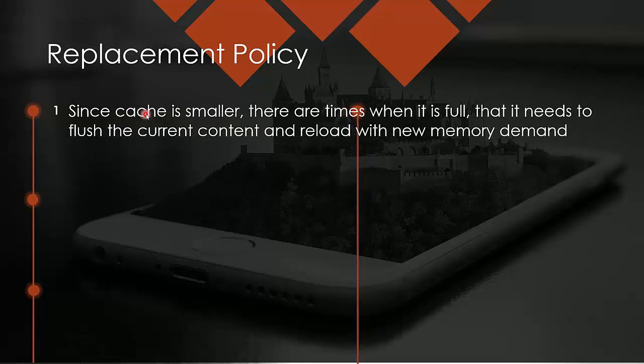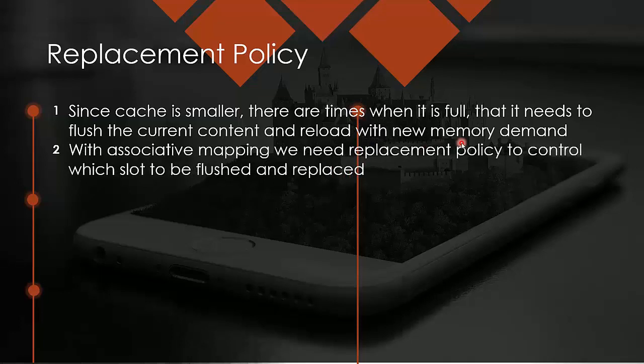As we mentioned a few times, cache system is a smaller memory system but faster. So there are times when it is full. In that case, we need to flush or empty content of certain slot so that we can reload with new blocks in the main memory. And on top of that, with associative mapping scheme, where we allow any block of the memory system to be kept in any slot of the cache system, we have to find a way, a proper policy, so that we can find the best slot to be flushed when replacement has to be done. This policy is what we call replacement policy.